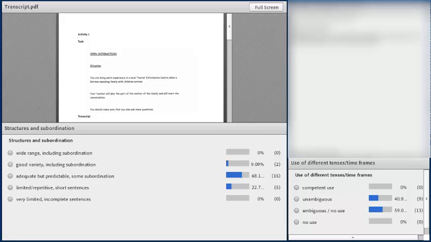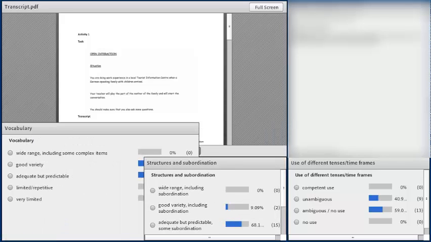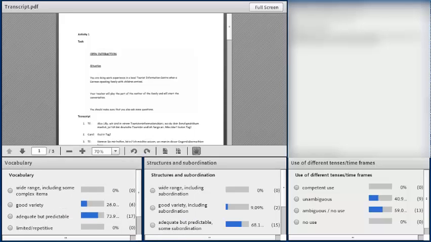For the structures and the subordination, you're saying that it's really, again, adequate but predictable, and there was quite a strong pull to the bottom of that band. And for the use of tenses, we're saying, well, what she's used is actually unambiguous, but there's not a great deal of evidence of it. So we decided there, as a best fit mechanism, that we would go for a mark of 3. So what I would say to you to take from this is the fact that the vocabulary should be considered as well. It isn't just the structures, and it's absolutely not just the use of tenses.